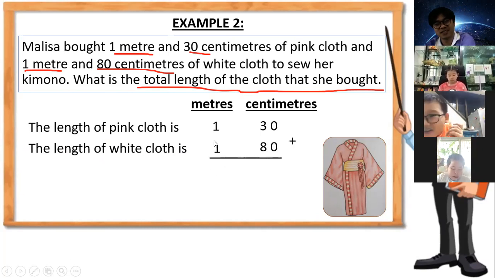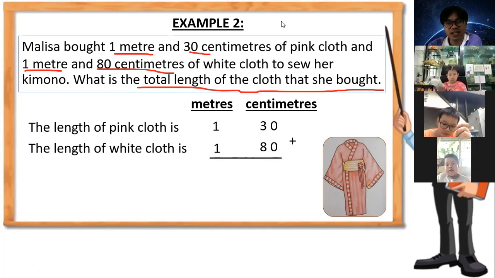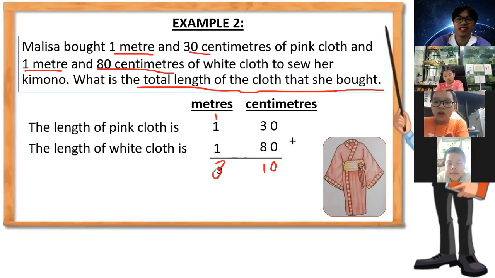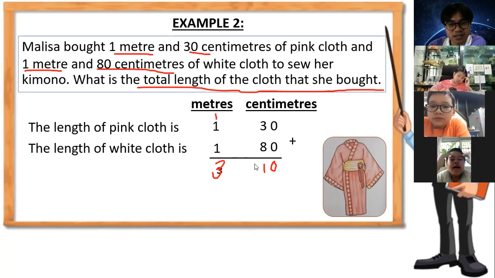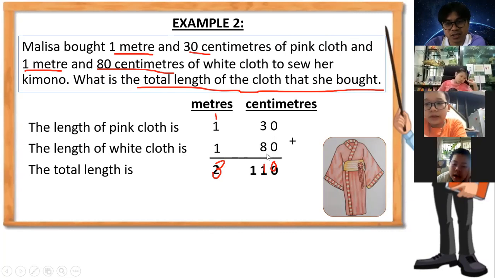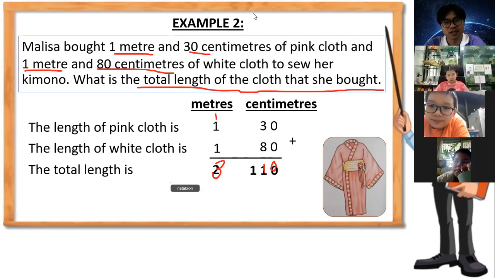Plus. You can add directly, and we can also do it in another way. For example, 0 plus 3 plus 8, 11, carry 1. So 3. And you can also do it like this. I will show you here. 1 plus 1, 2, and 30 centimeters plus 80 centimeters, 110 centimeters. Wait, do not write first. Only the teacher will write.